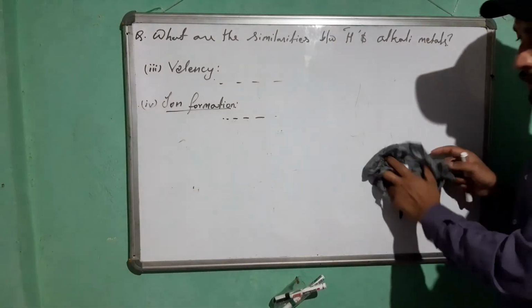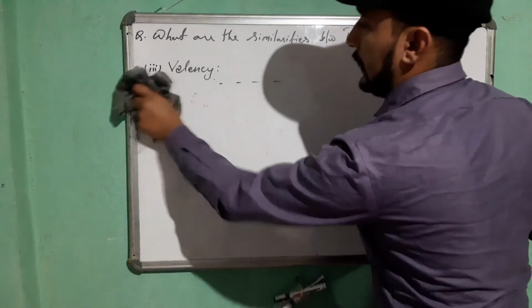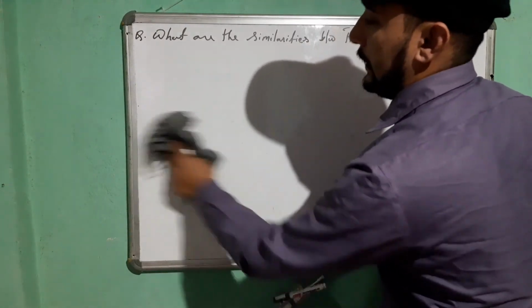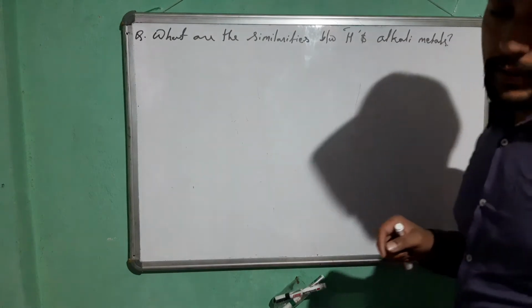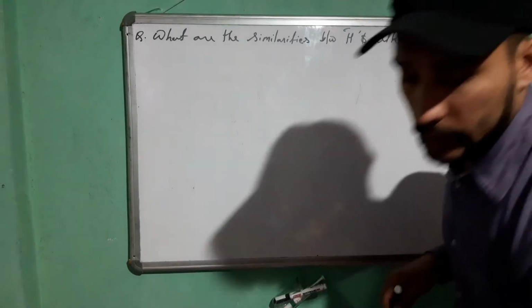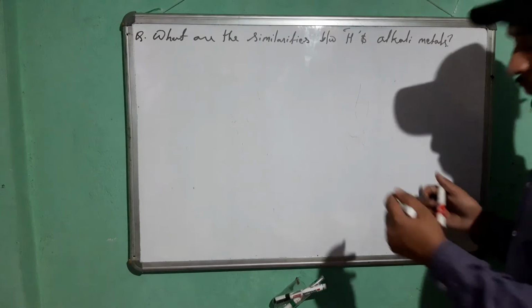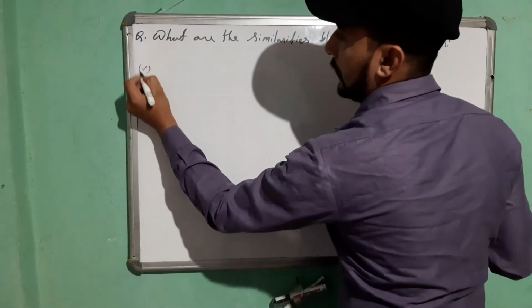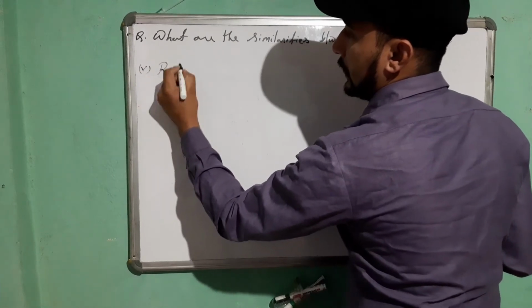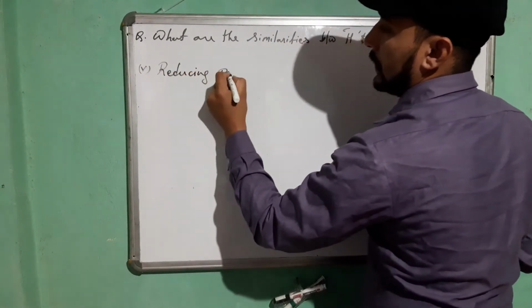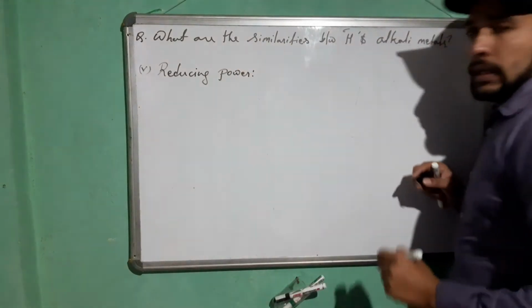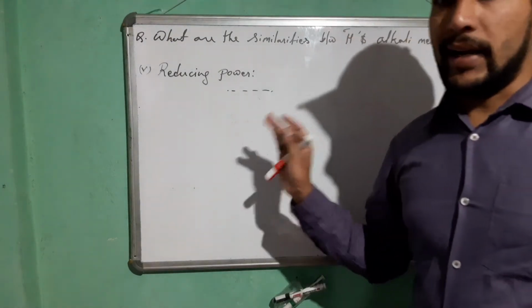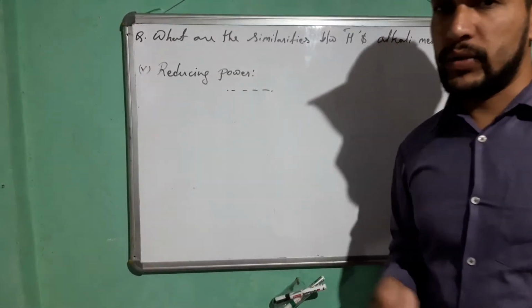Another, you have reducing power. Alkali metals are good reducing agents, and hydrogen also acts as a reducing agent. Okay, reducing power, this is number 5, it might be number 5. Reducing power. Like alkali metals, hydrogen also acts as a reducing agent.